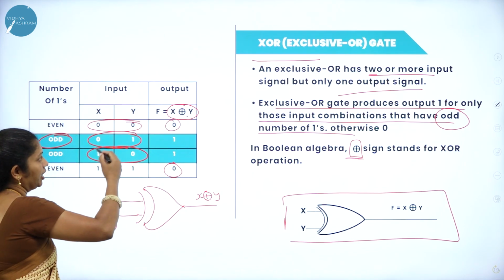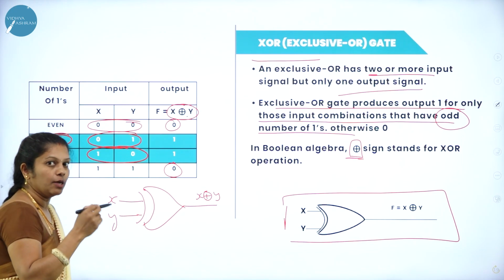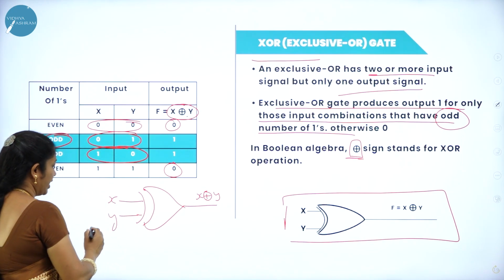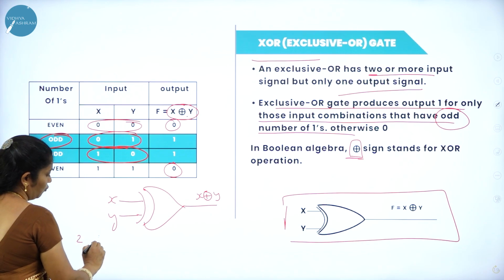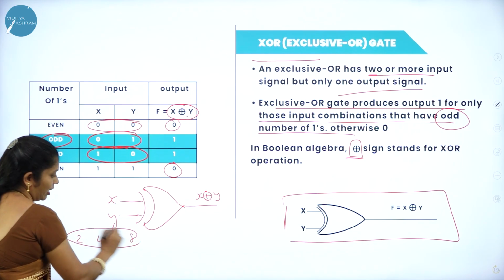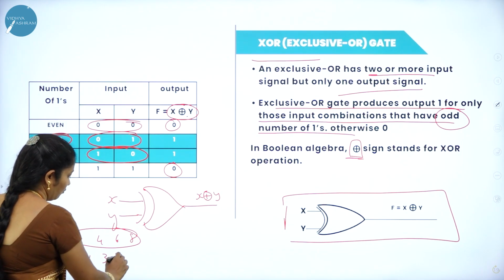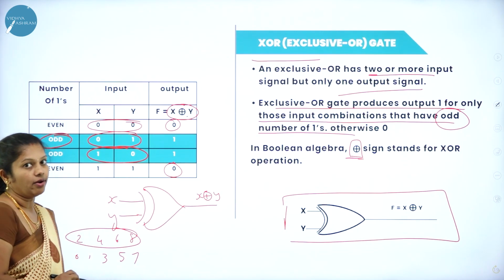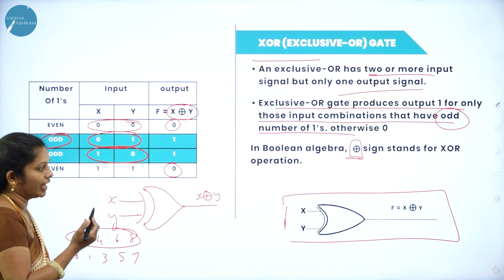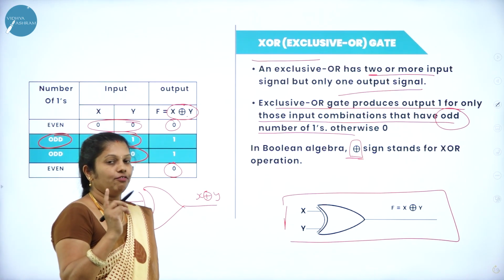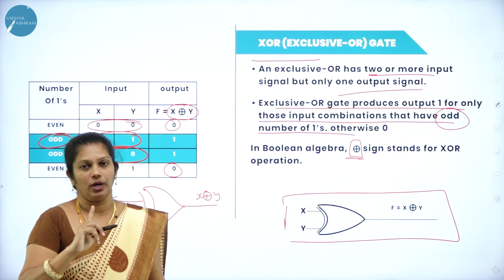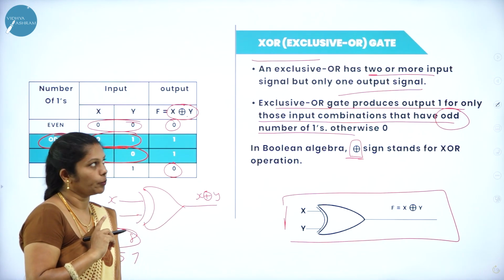Now is it clear? It means that you have to count how many times 1 is there. Then what do you mean by even numbers? For example, 2, 4, 6, 8 all are even numbers. 1, 3, 5, 7 all are odd numbers. You have to count how many times 1 is there. If it is an odd number of times, then we'll write 1. Otherwise, here we'll write 0.